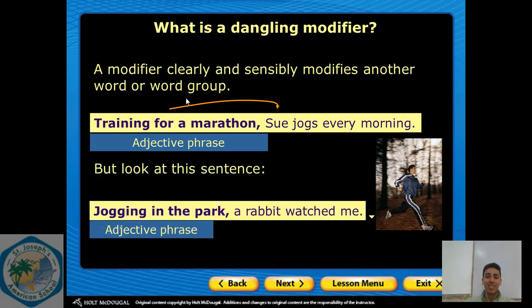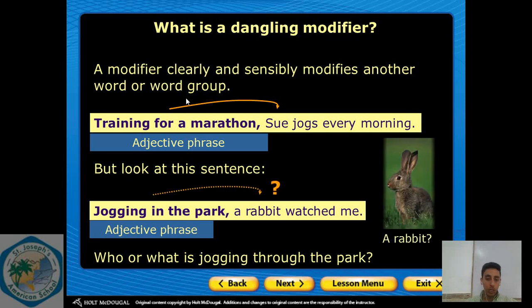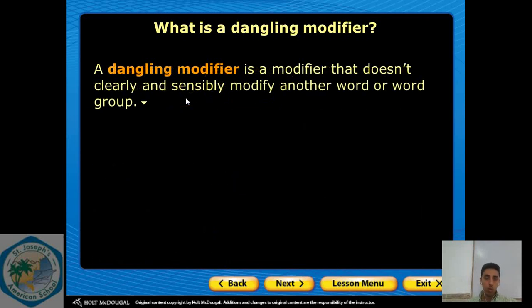But look at this sentence and please check what is wrong here. "Jogging in the park, a rabbit watched me." Rabbits don't jog in parks. It's me jogging in the park, and then I saw a rabbit. That's why it's dangling here. It's not clear actually who or what is jogging through the park. Is it the rabbit? We are not sure.